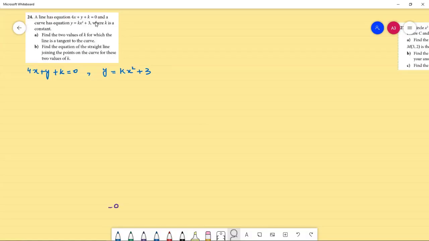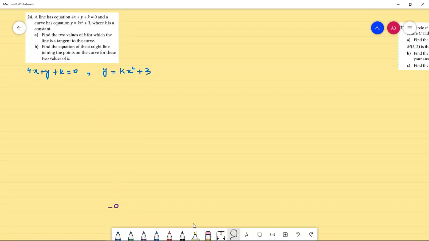Now look at question number 24. A line has equation 4x plus y plus k is equal to 0 and a curve, where k is a constant. Find the two values of k for which the line is tangent to the curve. This question is similar to question number 20, which we have already solved previously. So 4x plus y plus k is equal to 0. I write down both equations.